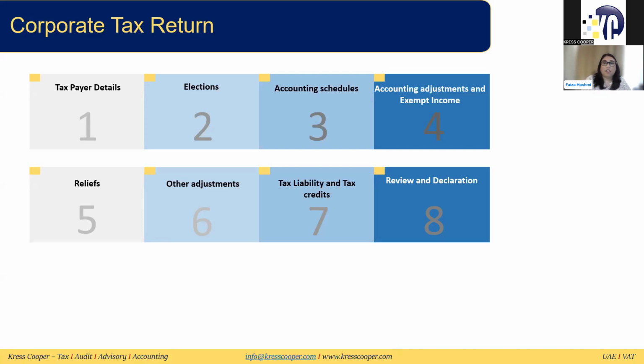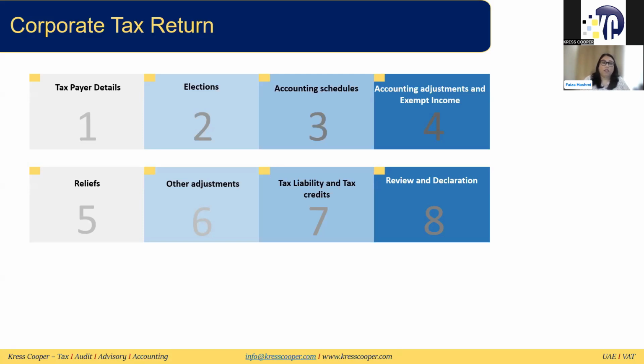Then they will start with the adjustments. Like we just said, the starting point is the net profit and loss, and then we need to make certain adjustments and account for the exempt income before we can come to the taxable income or loss. So that is the portion which deals with the accounting adjustments and the exempt income.